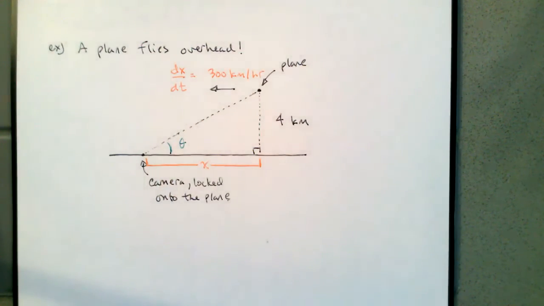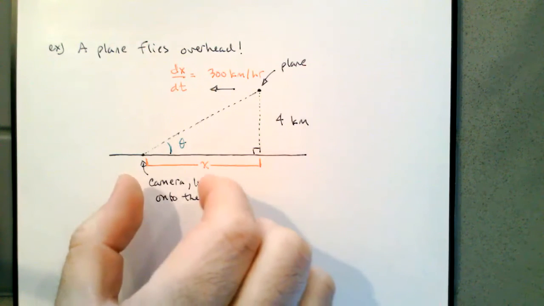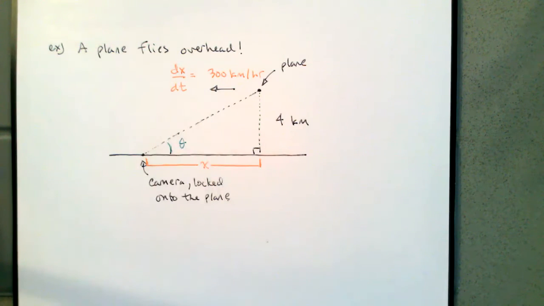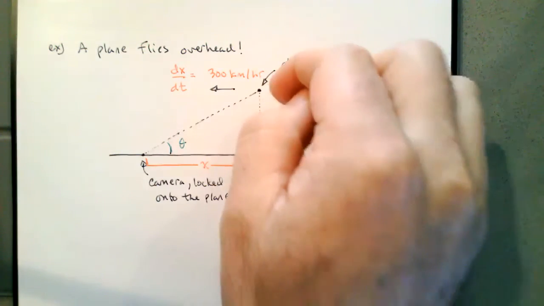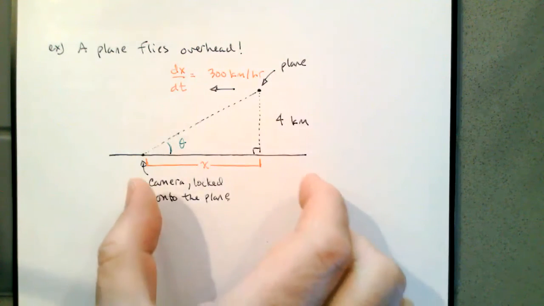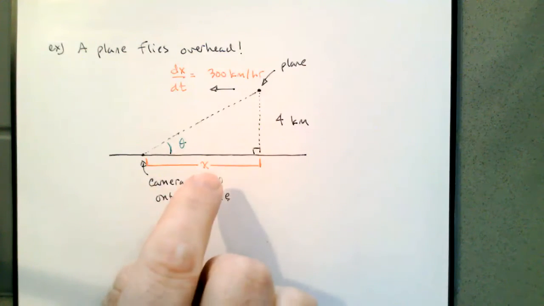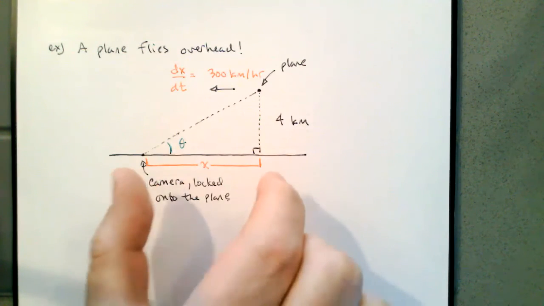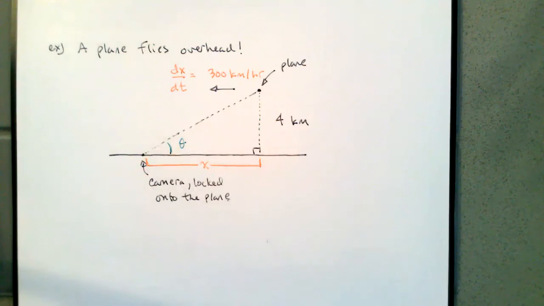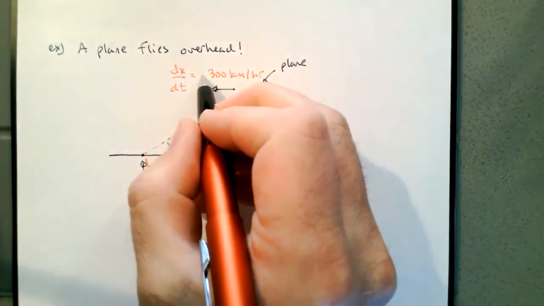So I left a suspicious space after the equal sign and before I started writing 300. What needs to go in that space, and why do we need something there? Think about the situation. The plane is flying closer to the camera, as indicated by the arrow. It's hard to see which way the plane is going because it's so far away. It's just a tiny dot on the paper. But the plane is flying closer to the camera, so the horizontal distance is decreasing. So dx/dt, that rate of change, should be negative.